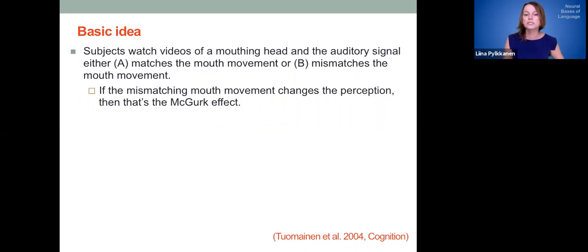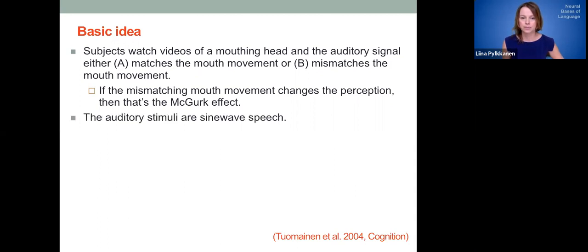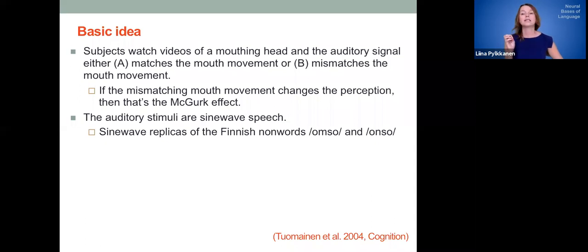And yeah, so if the mismatching mouth movement changes the perception, then that's exactly the McGurk effect, when the visual percept is pushing around your impression of the auditory signal. And now crucially, the auditory stimuli were sine wave speech. Specifically, they were again sine wave non-words, sine wave replicates of the Finnish non-words. This is another Finnish team, omso and onso.